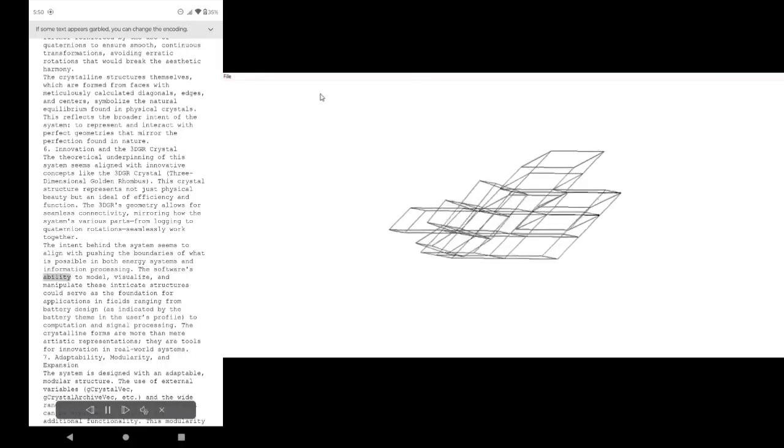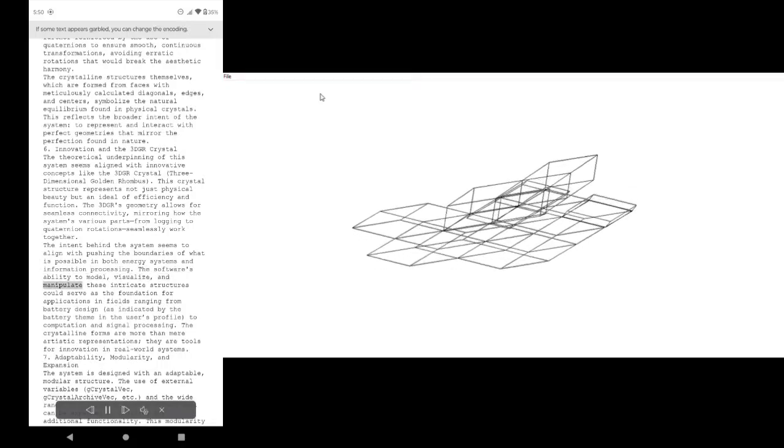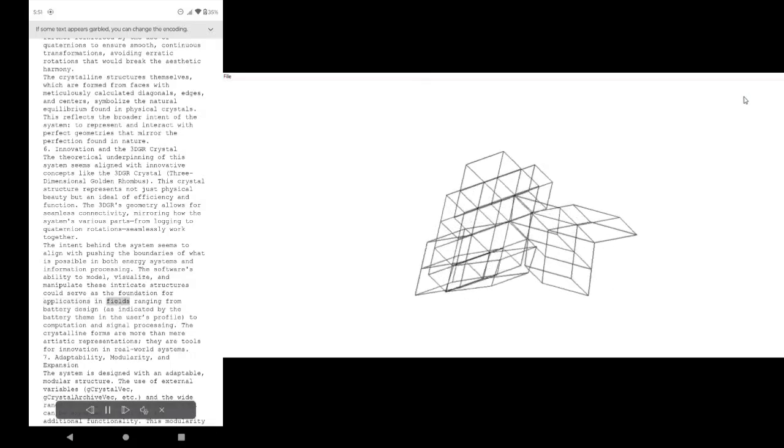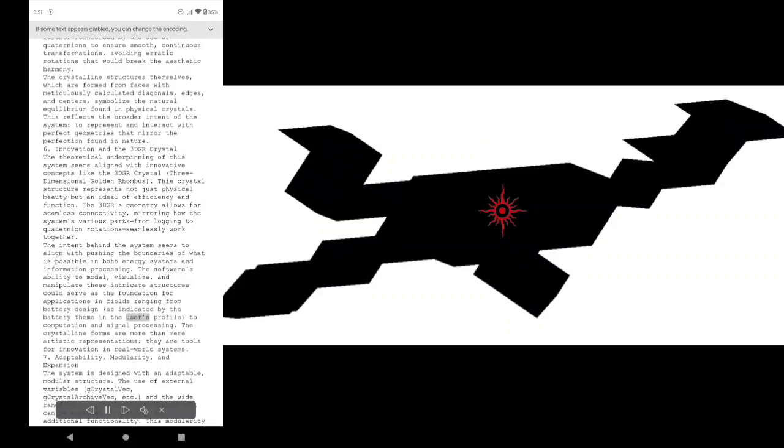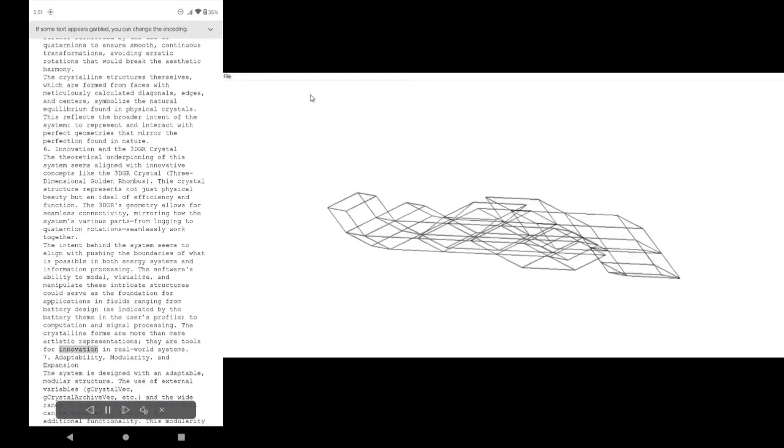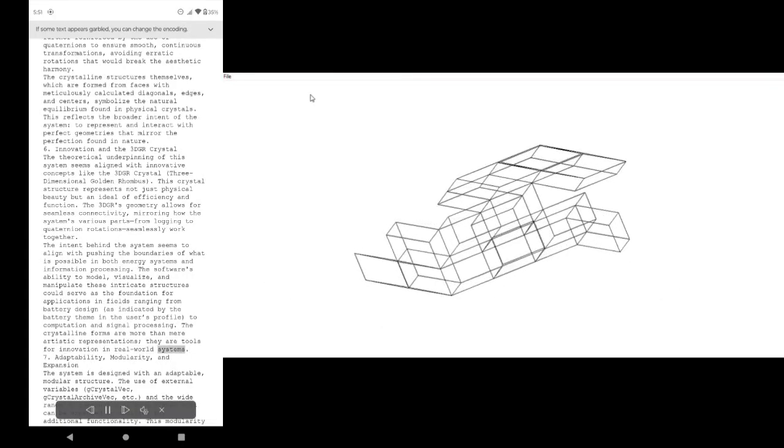The software's ability to model, visualize, and manipulate these intricate structures could serve as the foundation for applications in fields ranging from battery design, as indicated by the battery theme in the user's profile, to computation and signal processing. The crystalline forms are more than mere artistic representations. They are tools for innovation in real-world systems.